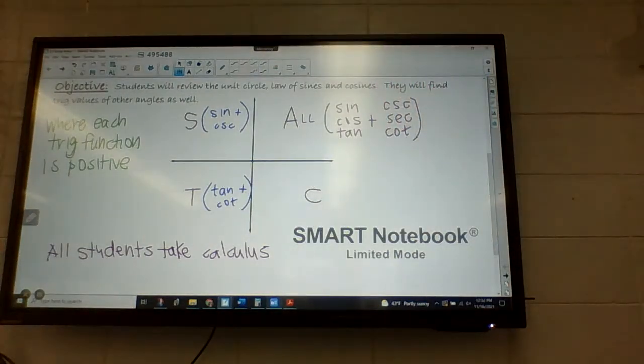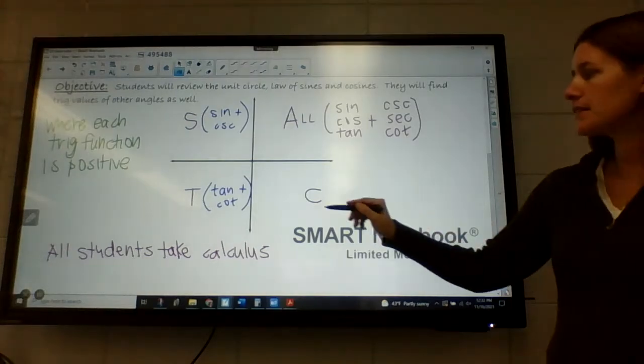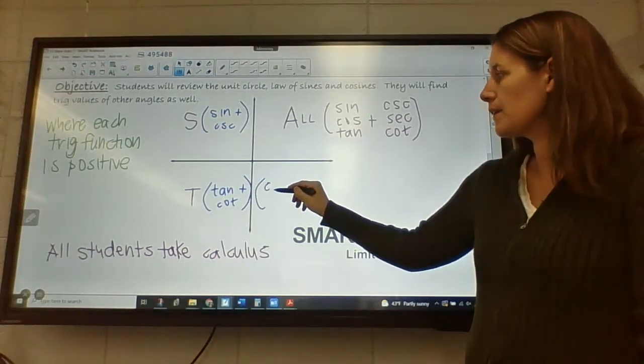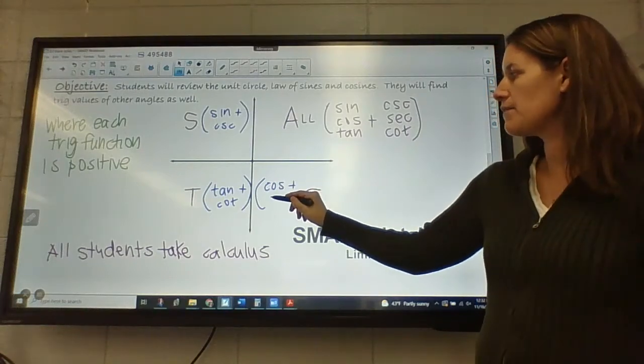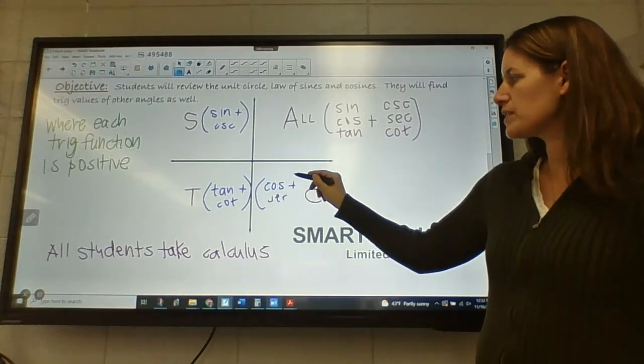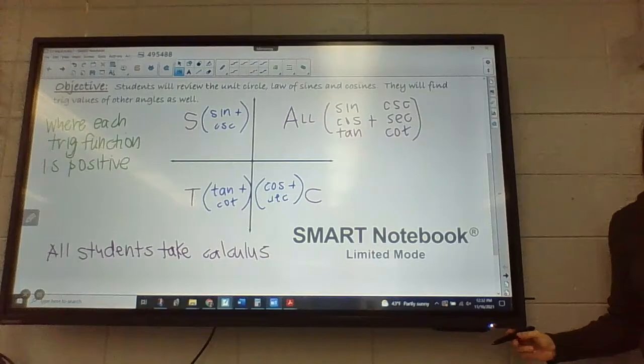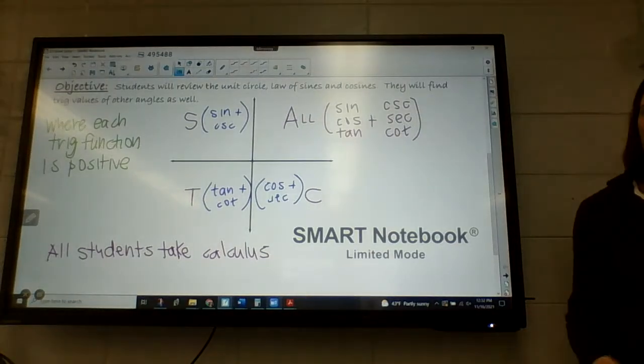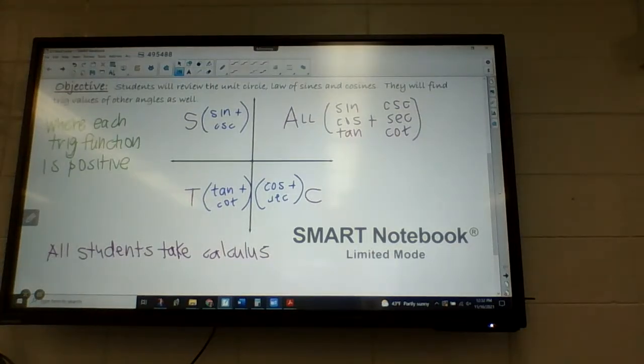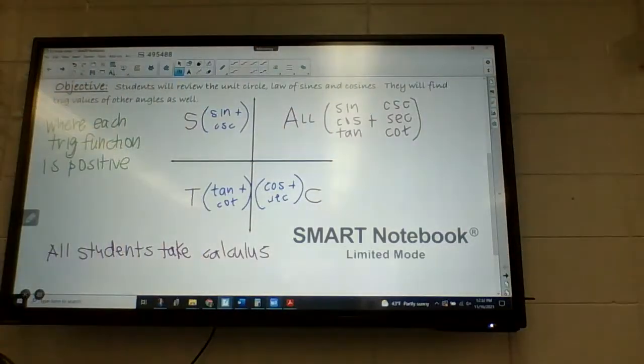Now that means the other ones are negative. So in that quadrant, sine and cosine are going to be negative. And then the C is going to be our cosine is positive, and then secant goes with cosine, so that gets grouped in that same category. Now this is going to be helpful as we're trying to figure out which quadrant we should be placed in. So that's going to help us with these next two problems.